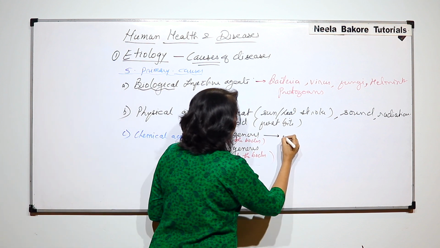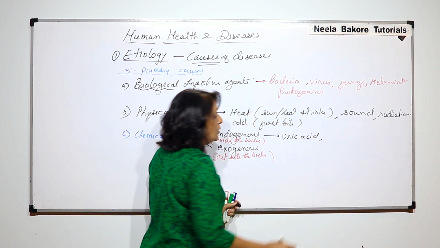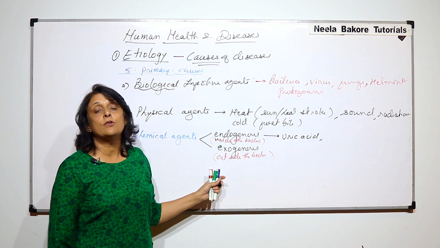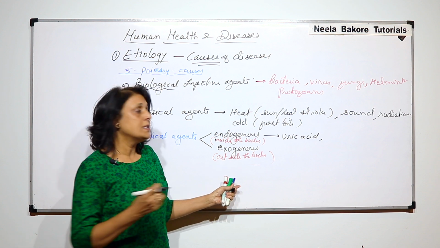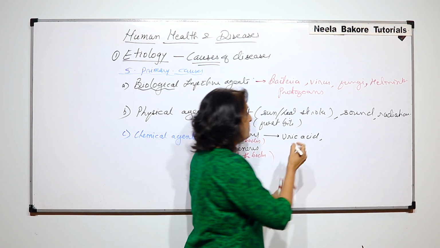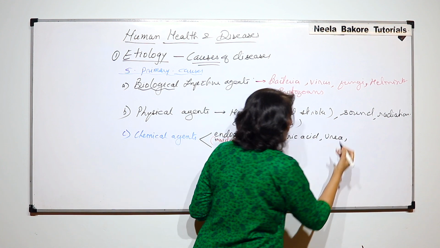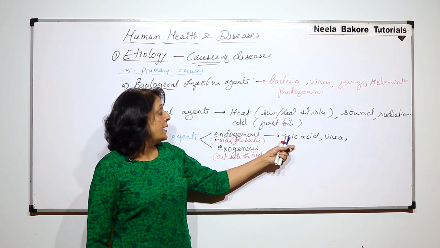Say for example, there is more of uric acid. Uric acid is produced when nitrogenous bases are broken down. Urea is also the nitrogenous base. So if there is more uric acid, then that results into complications. More urea, we know it causes uremia when there is more urea in the blood.